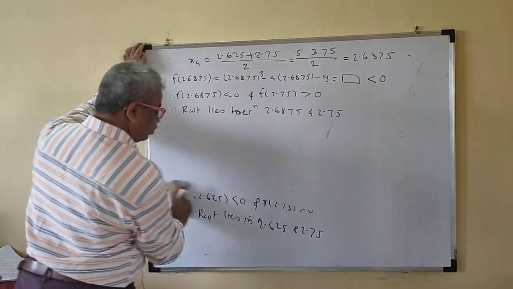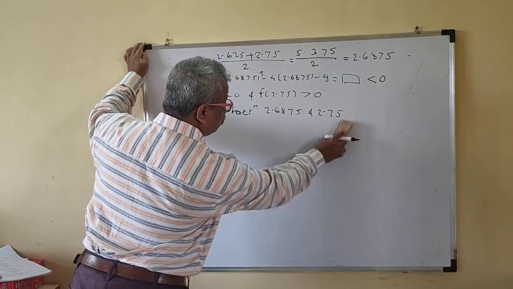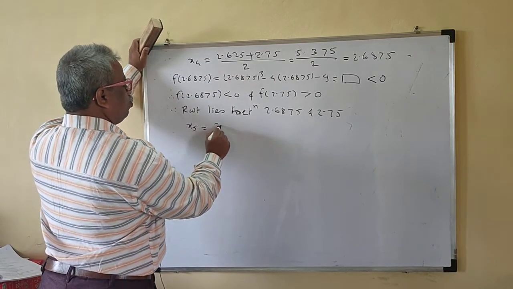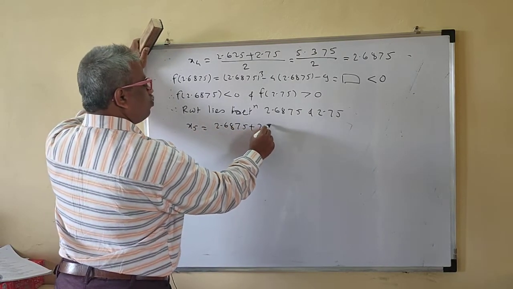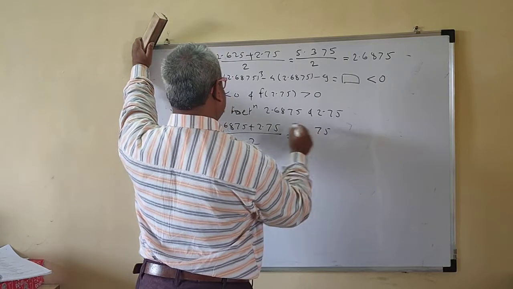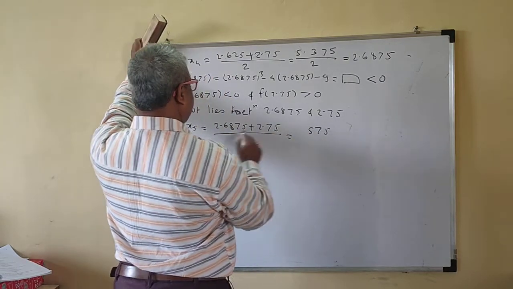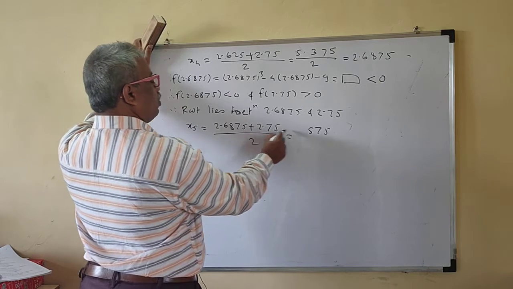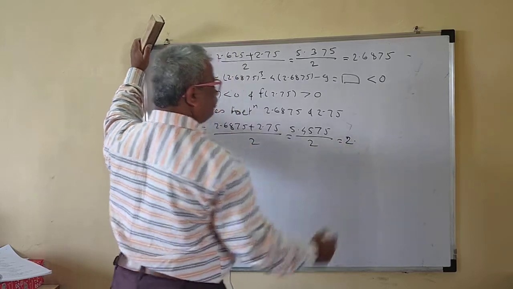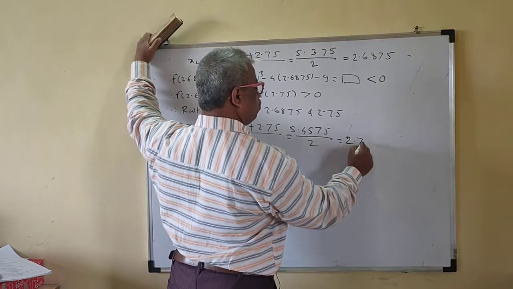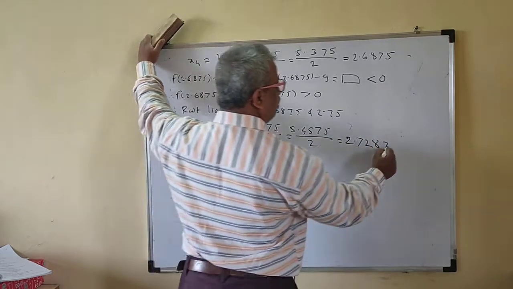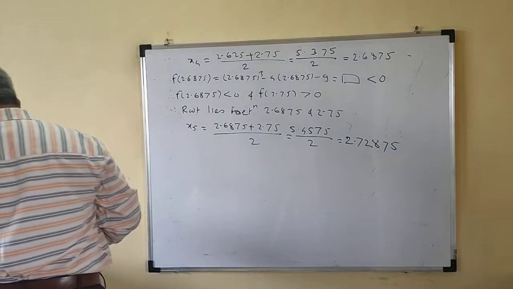x4, you have the x4. Now x5 will be what? x5 will be 2.6875 plus 2.75 upon 2. So the 75 will be as it is now. Then 8, 7, 15, 1. So 7, 14 this is. Then this is 5 upon 2. So this is 2.7. Then this will be 2. Then 17. This will be 8. Then this is 15. This is 7. Then this will 5. Okay? 72.